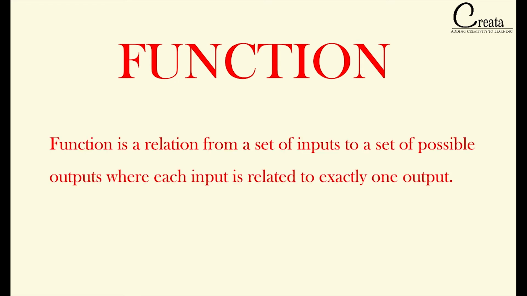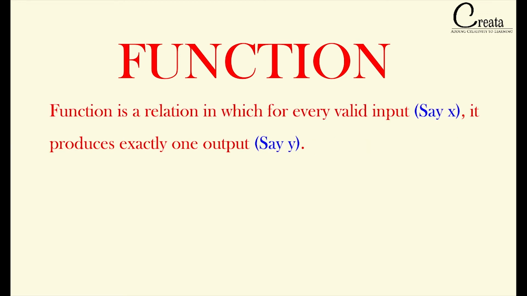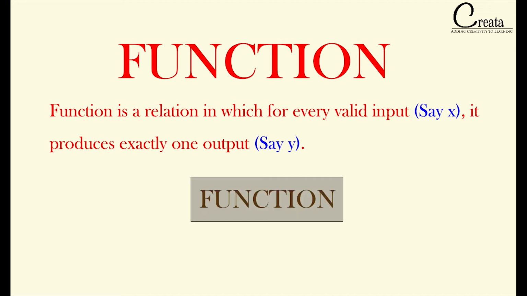By definition, a function is a relation from a set of inputs to a set of possible outputs, where each input is related to exactly one output. In basic language, a function is a relation in which for every valid input, say x, it produces exactly one output, say y. Means on giving input x to the function, it gives output y, and output y is only one in number. If output y is more than 1, it is not a function. On giving input as x, the function should give only one output as y.